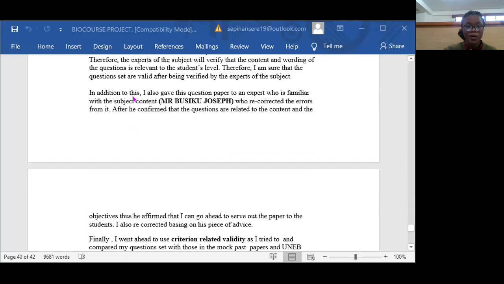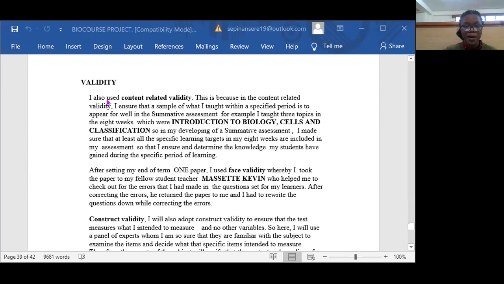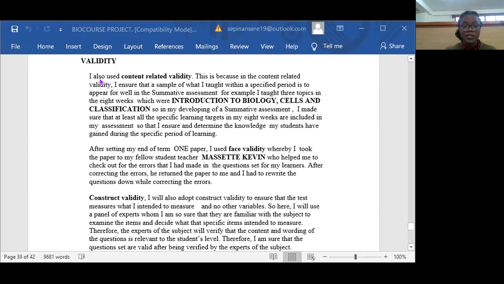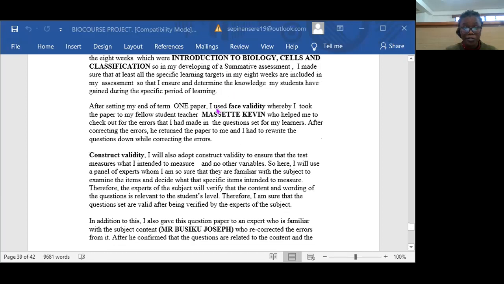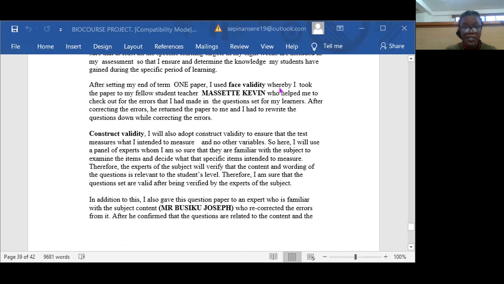The other thing is about how I managed to come up with the validity of my test items. How did I carry out the validity? I used content related validity. Here, I ensured that the sample of my work being tested is from the content I have taught in my classroom.